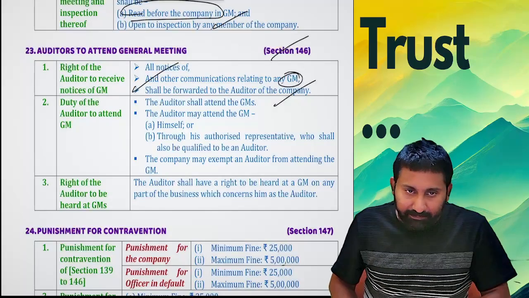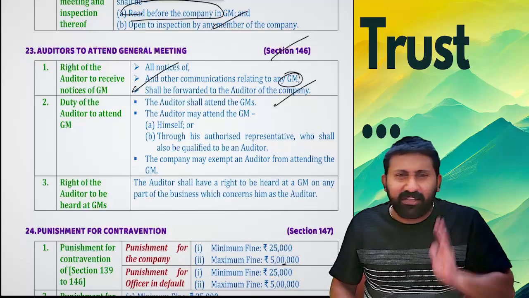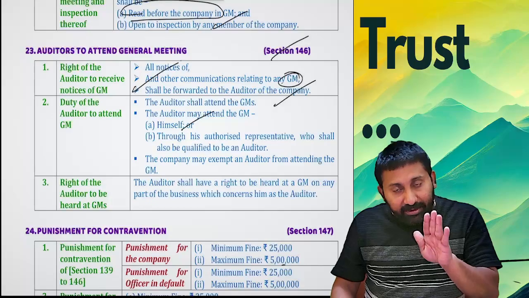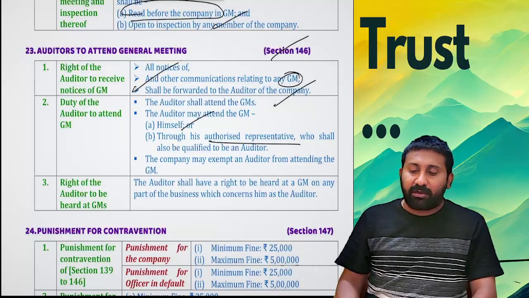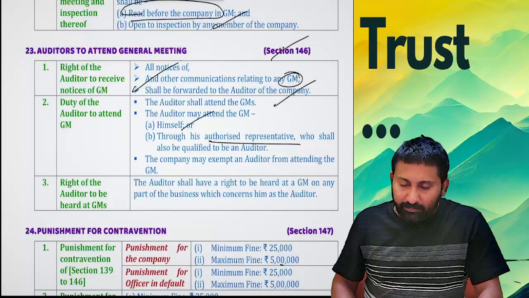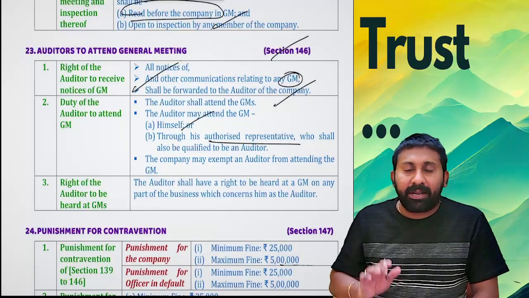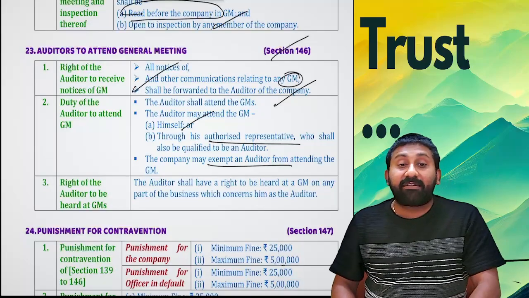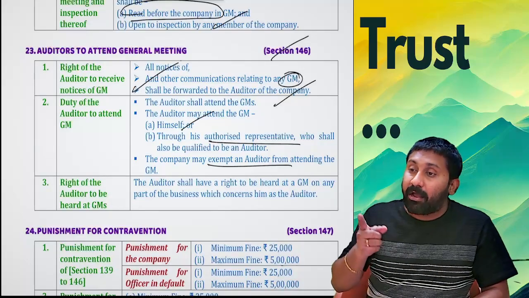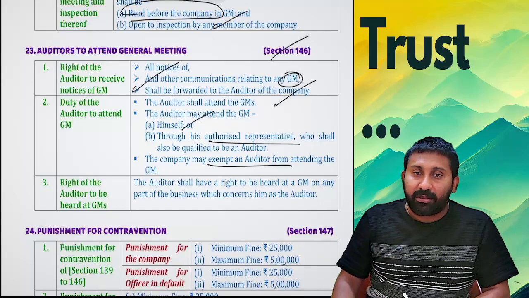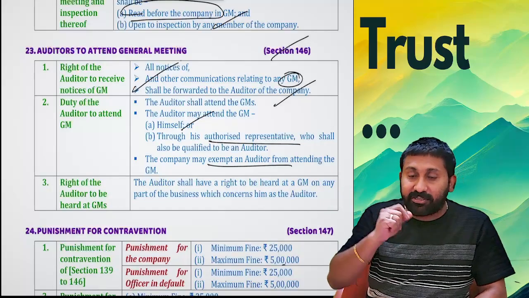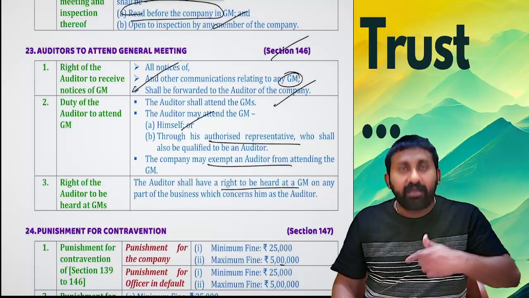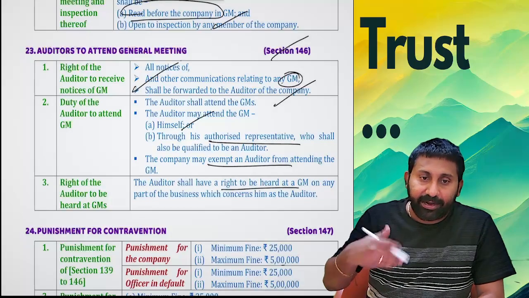The auditor shall attend the general meeting. Okay, that means it's not mandatory. Generally you can attend. Attendance at the general meeting can be made either by himself or through an authorized representative. Next, in the company's articles, they can write that the auditor is exempt from attending the general meeting. Whenever something affects the auditor, for example, the auditor is getting removed in the general meeting, a special resolution is required. At that time, the auditor will be given a chance to be heard. Means what? He will speak, shareholders will listen. He will get a right to speak.